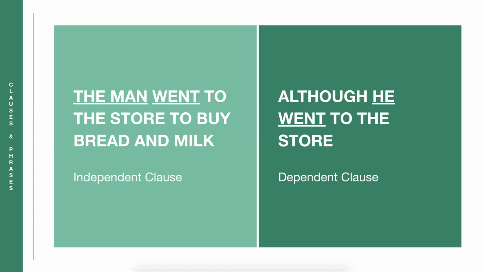Our next example, though, says, although he went to the store, and that can't be a complete thought by itself. That doesn't quite make sense on its own. It depends on more information. We're looking for a second half of that thought in order for it to be complete. We can't just say, although he went to the store, and then stop like that. That doesn't quite work. And because of that reason, this is going to be a dependent clause.